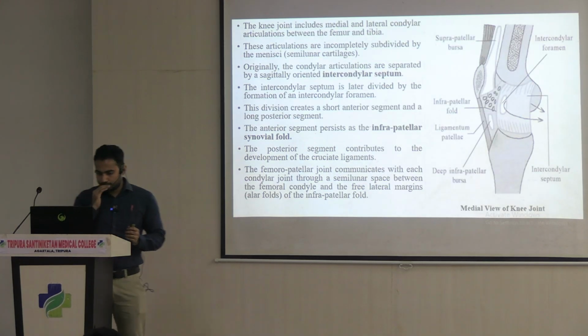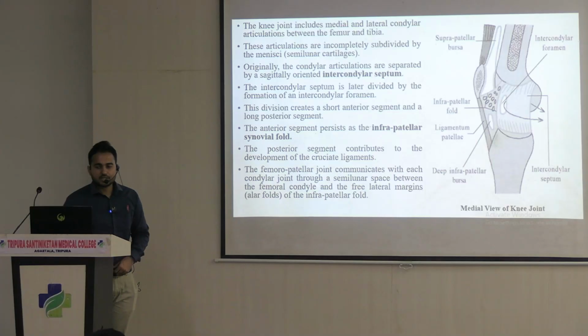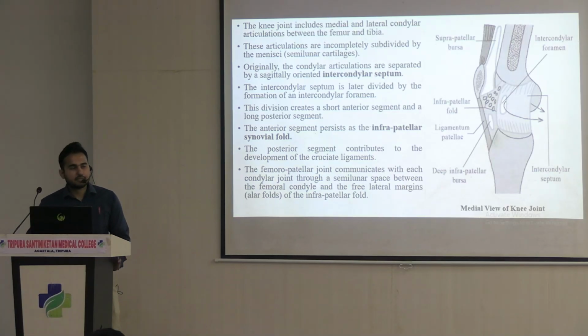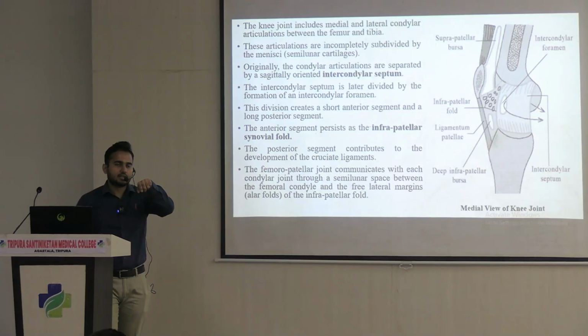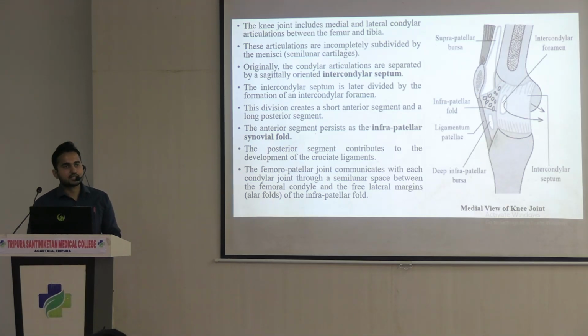Now, if you see the knee joint, what two things are included? Medial and lateral condylar articulation between tibia and femur. Now these articulations are incompletely divided by menisci. That means two condyles are there, those of tibia and those of femur. These two articulations are separated incompletely by menisci.